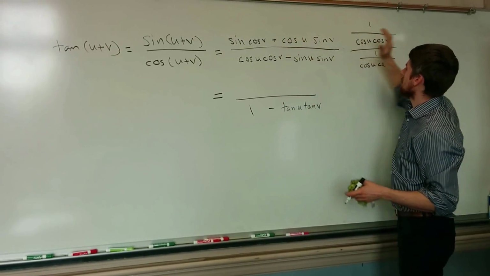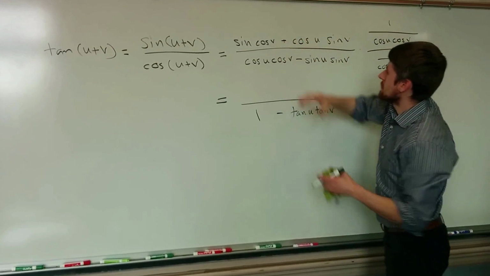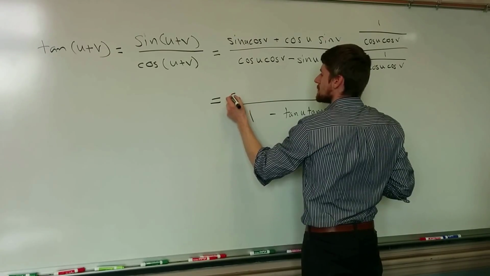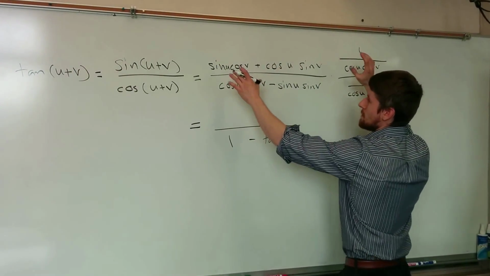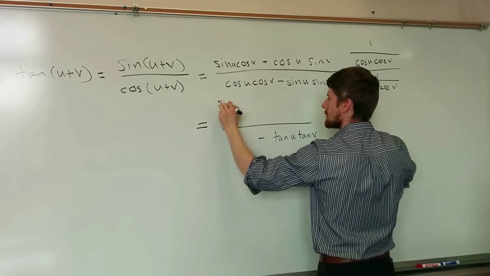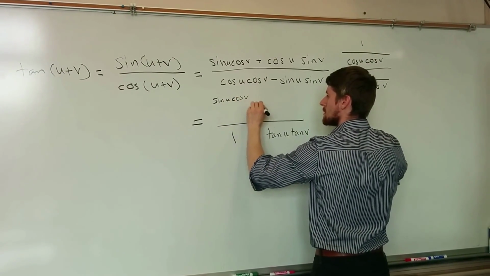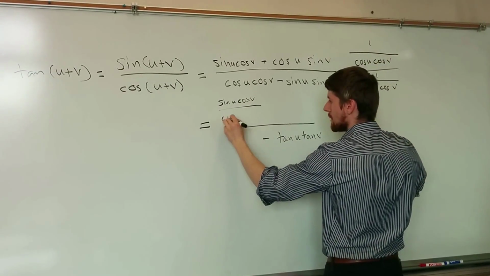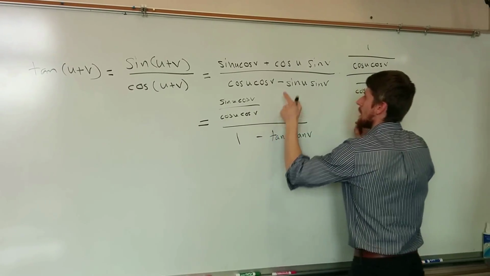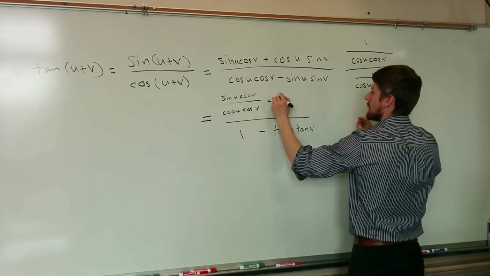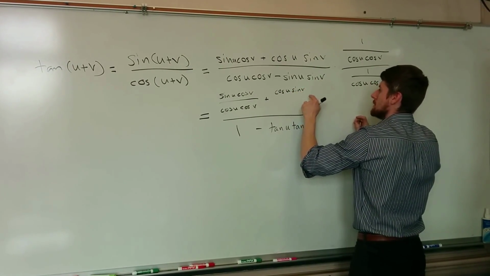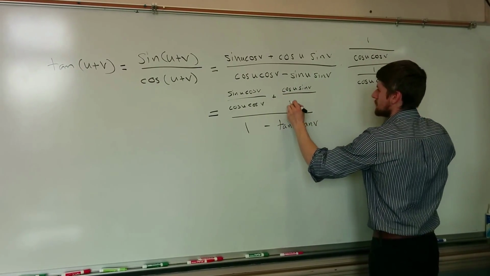Okay, what about the numerator? What happens up here? Well, let's see. Oops, I missed my sine of v. Okay, so let's figure out what this numerator is. Sine u cosine v divided by cosine u cosine v, and then this one plus cosine u sine v divided by cosine u cosine v.